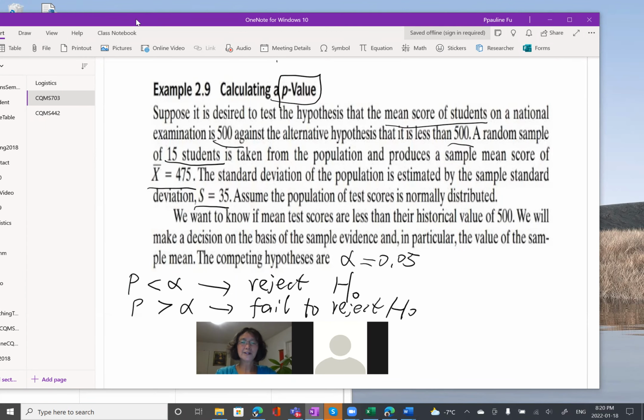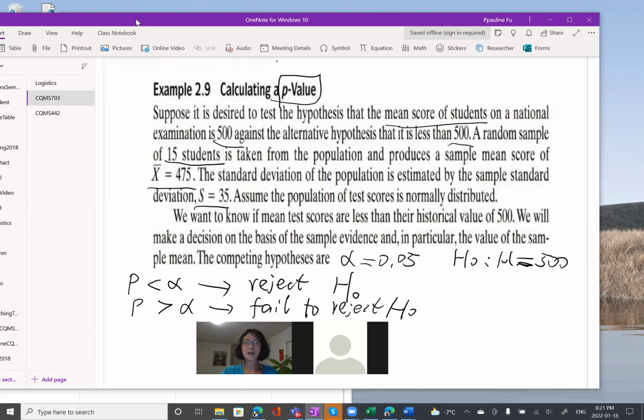Okay. In this example, what is our H0? H0 always has a connection with equal. So we assume the population mean mu equals 500. This is our null hypothesis. I use mu to represent the population mean because a hypothesis is always targeting the population, not the sample. We already know the sample mean.